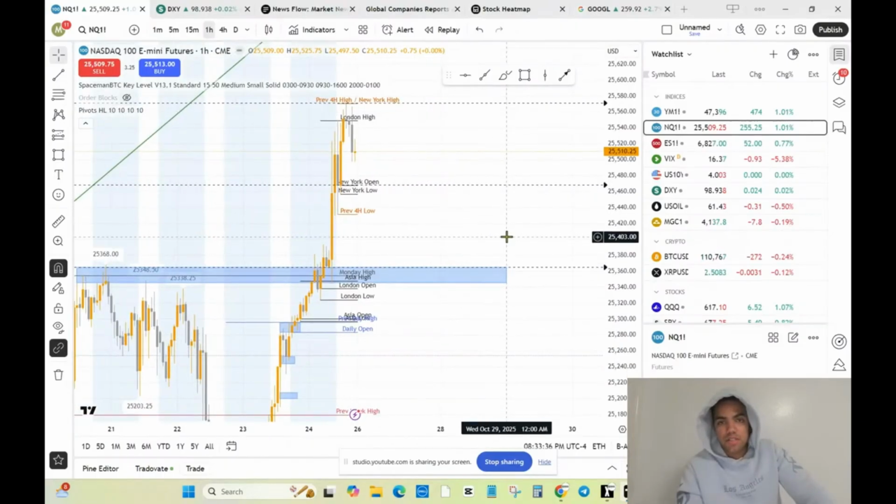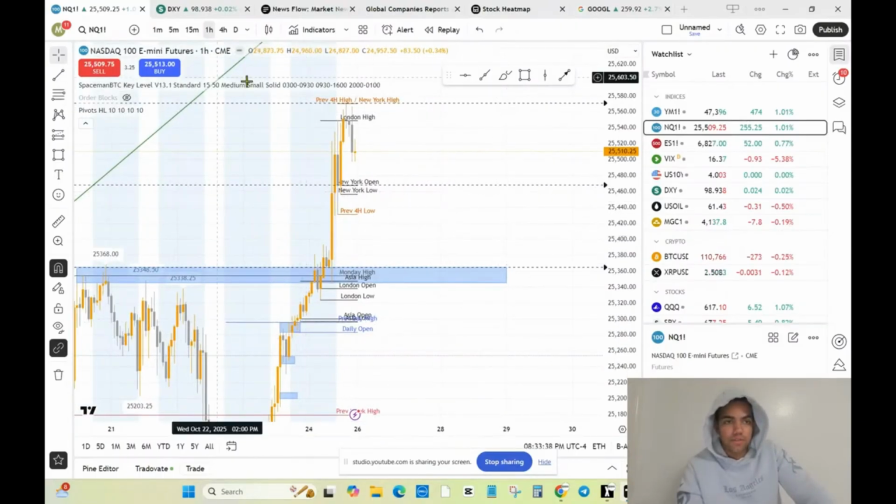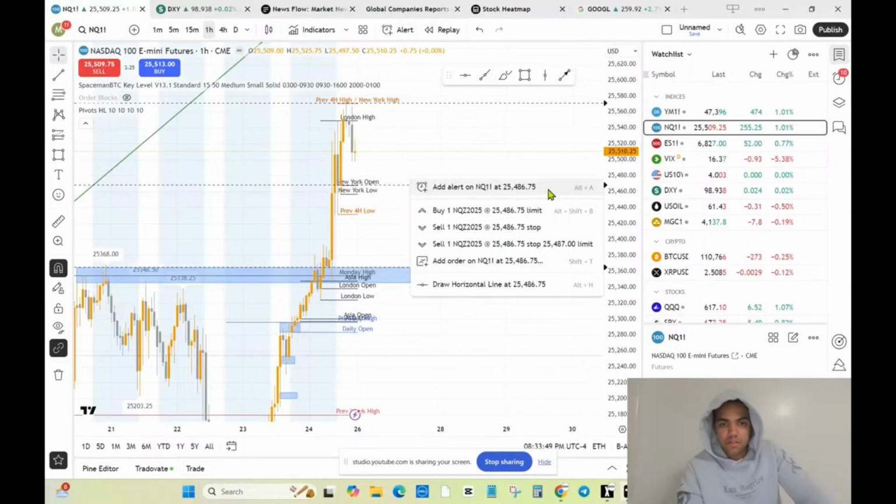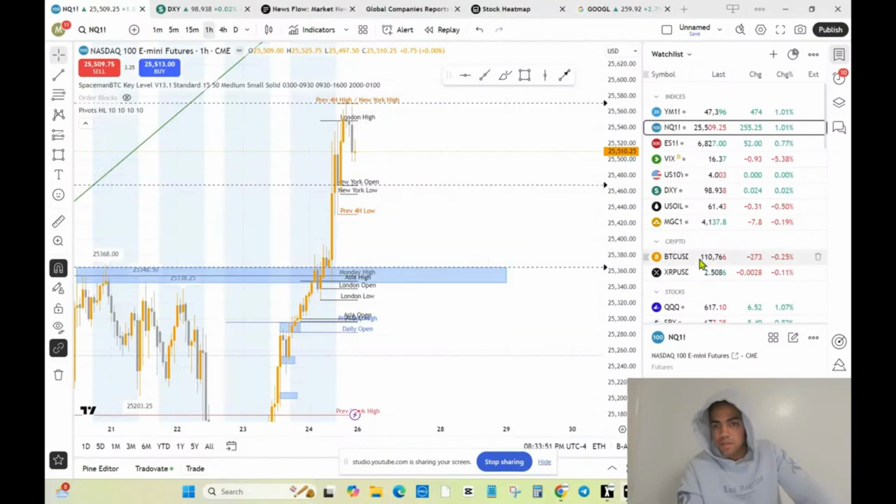So that being said, this is TradingView. You have your time frames up here, your indicators here. You have your alerts right there. You can add one if you want, but I'm not going to. You can also add it right here. See, add alert. I'm not going to. And then this is what your watch list needs to look like, right?